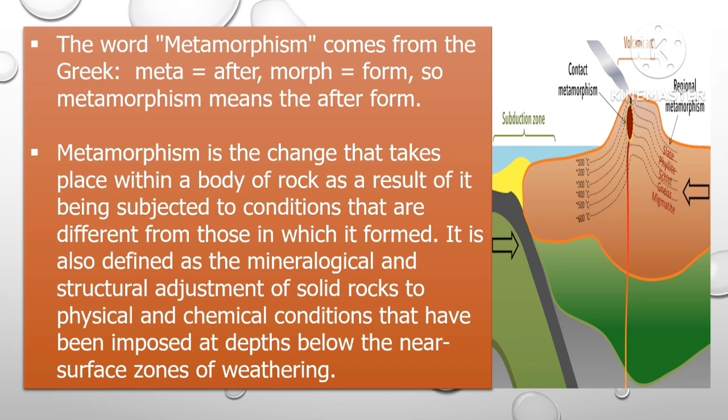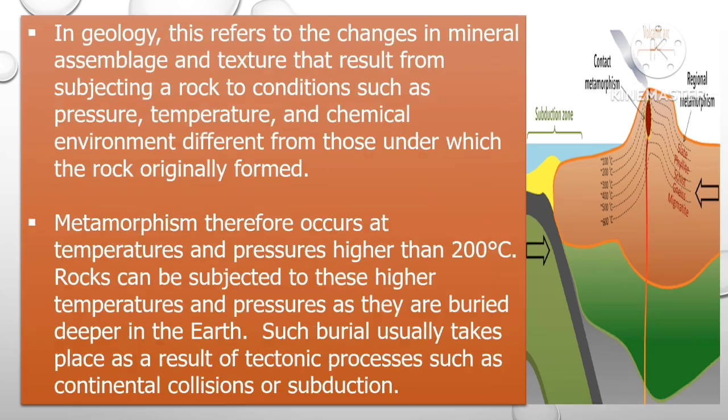The word metamorphism comes from the Greek words meta, which means after, and morph, which means form. So metamorphism means the after form. Metamorphism is the change that takes place within the body of rock as the result of being subjected to conditions that are different from those in which it formed. It is also defined as the mineralogical and structural adjustment of rocks to physical and chemical conditions that have been imposed at depth below the near surface zone of weathering.